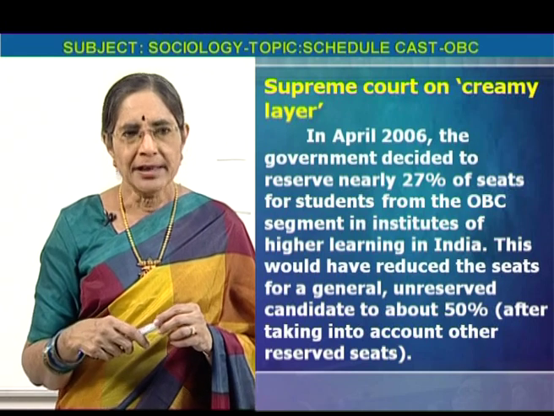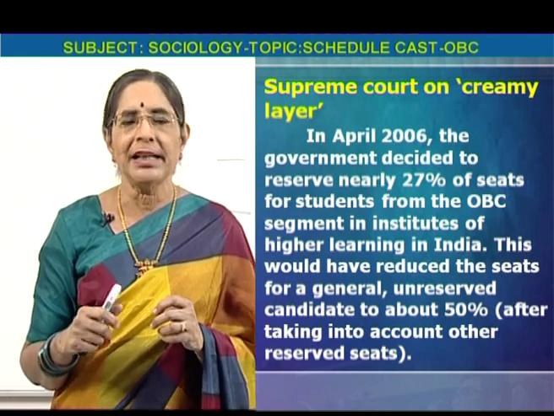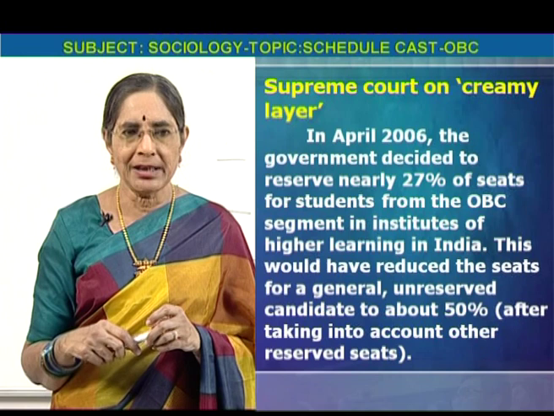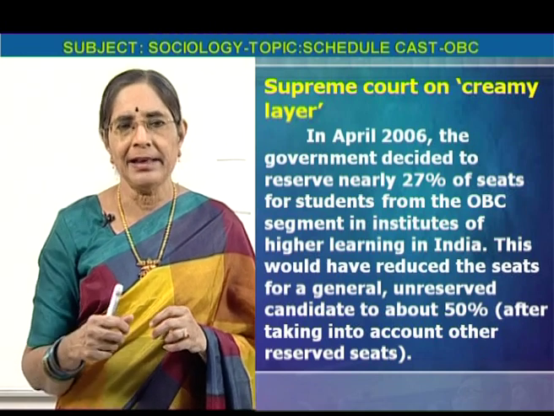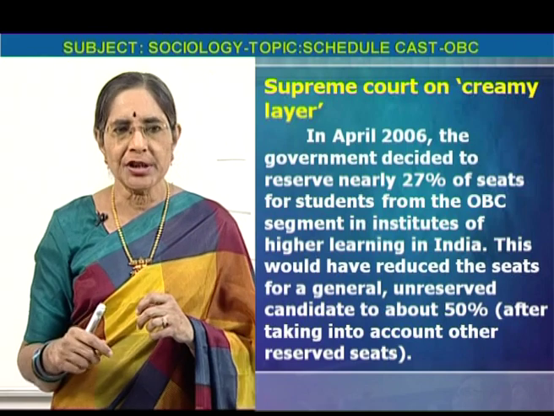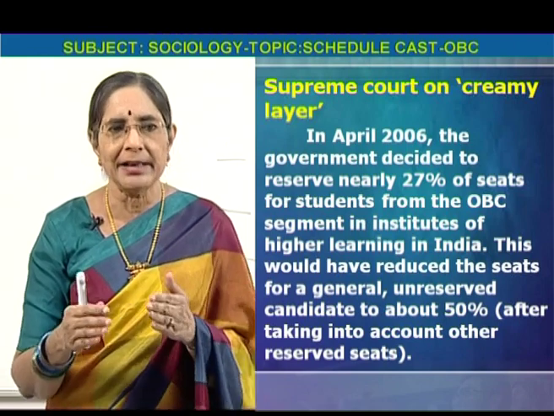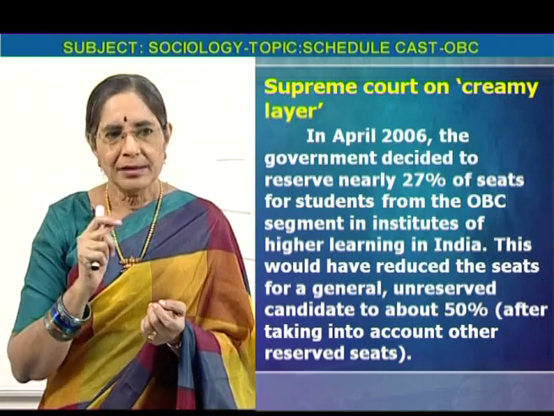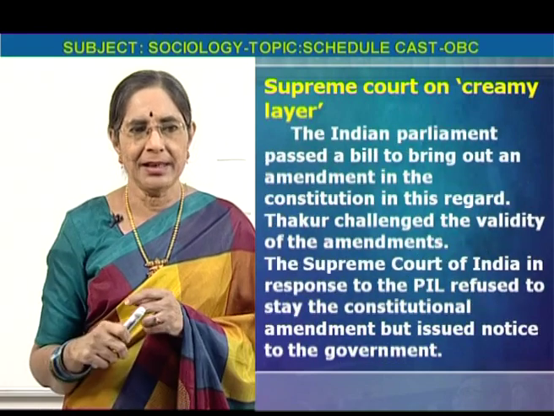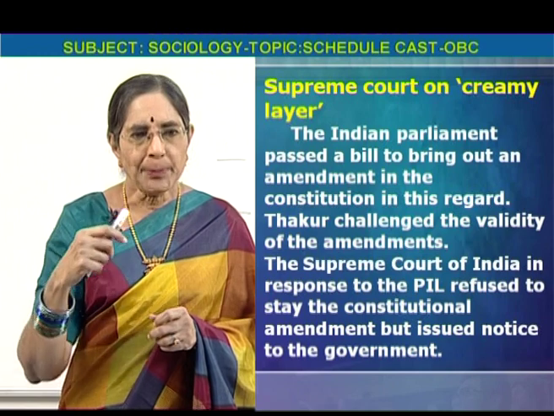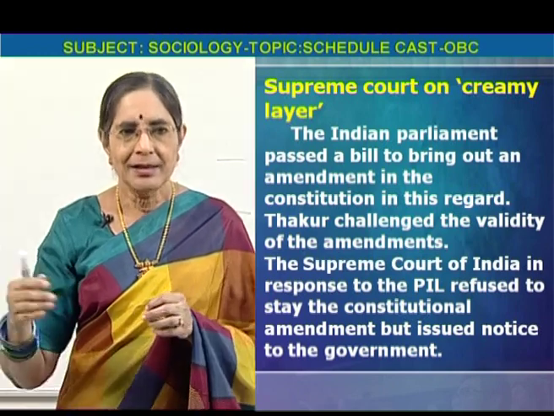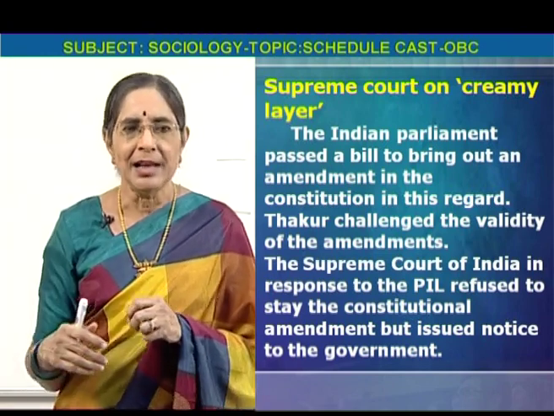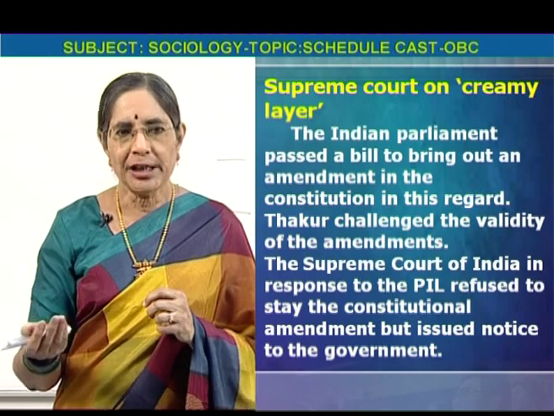In April 2006, the government decided to reserve nearly 27% of the seats for students from the other backward classes in institutes of higher learning in India. This would have reduced the seats for general and unreserved candidates to about 50% after taking other reserved seats into account, and this was questioned in the public interest litigation. The Indian Parliament passed a bill in this context to bring an amendment to the Constitution in this regard, particularly enhancing the reservations in higher educational institutions.